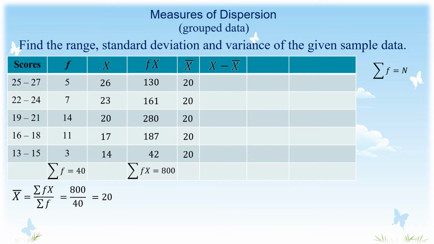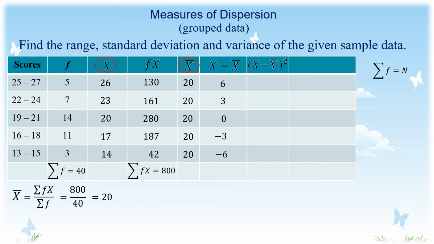Next, we are going to have x minus mean. So we are going to subtract 26 minus 20, so it would be equal to 6. 23 minus 20, which is equal to 3. 20 minus 20, which is equal to 0. 17 minus 20, which is equal to negative 3. 14 minus 20 would be equal to negative 6.